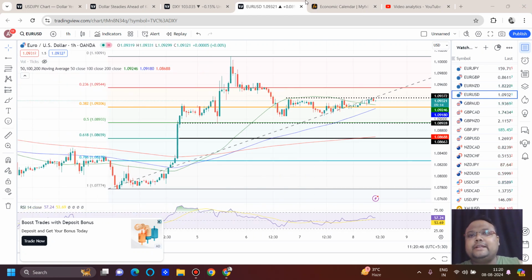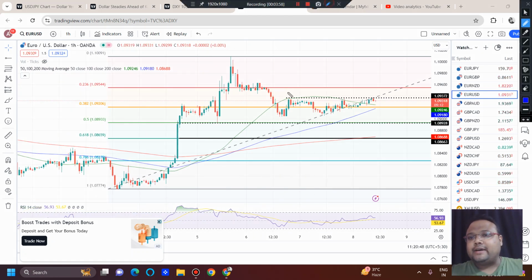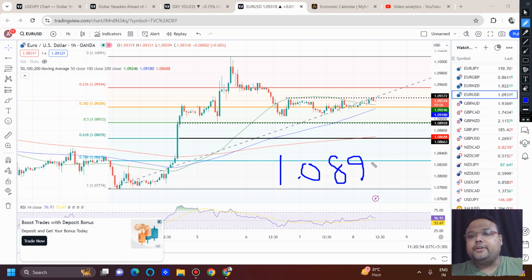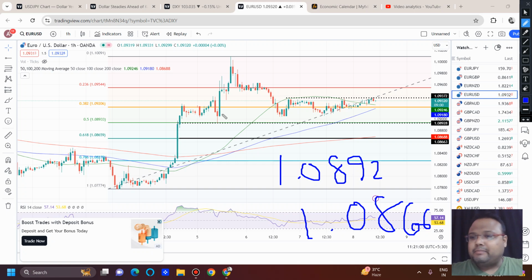So the support levels that we discussed yesterday are still very much valid. Yesterday we discussed support levels of 1.0892 and 1.0866. We discussed these two levels and the market did not come to the support levels, but the levels that we discussed are still very much valid.